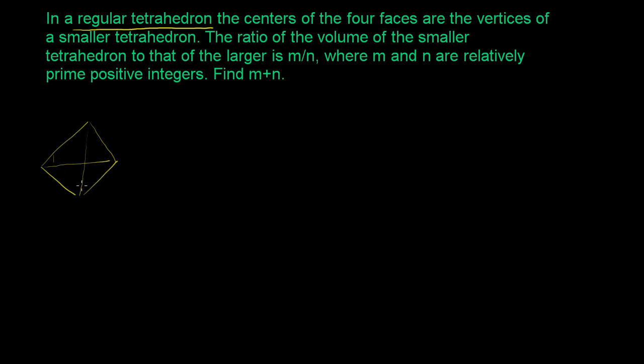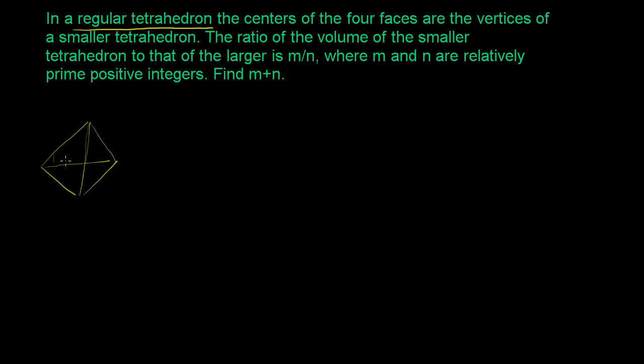This is a regular tetrahedron where each of these faces are going to be equilateral triangles. So this length is the same as that length, is the same as that length. Fair enough. So that's our regular tetrahedron. Now they say the centers of the four faces. So let's look at the centers of the four faces.